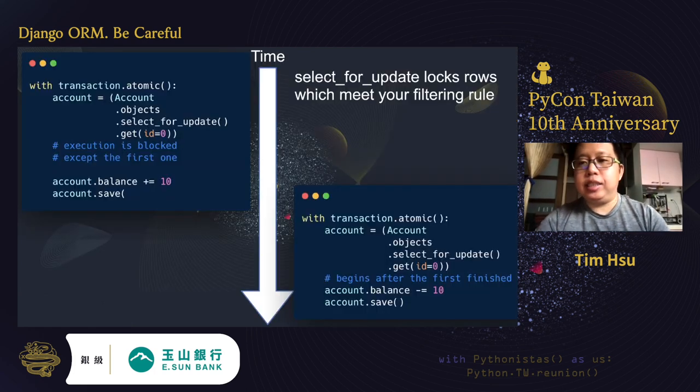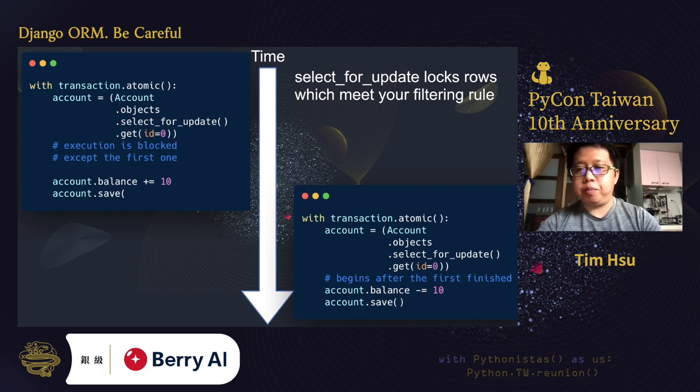Django provides select_for_update to lock the rows that meet your filtering rule. Select_for_update should be used with a transaction. After the transaction finishes, the lock is released. Django uses a context manager to enable the transaction. Just wrap your code block inside transaction.atomic.